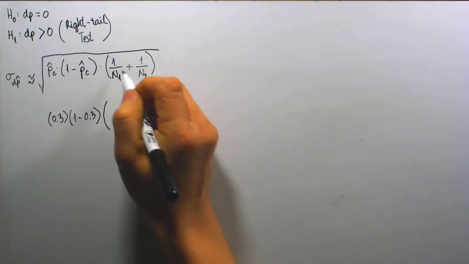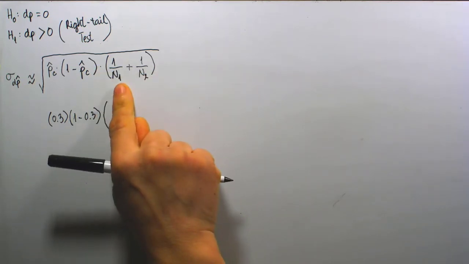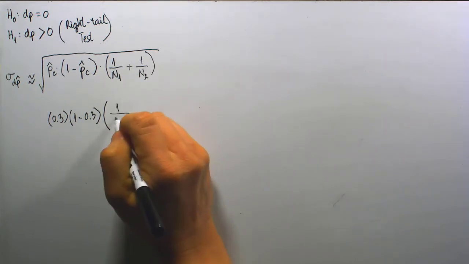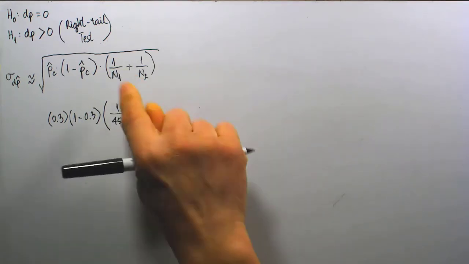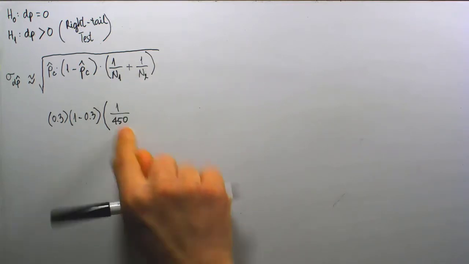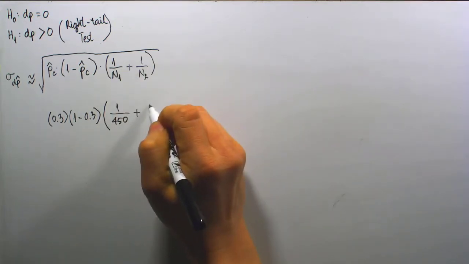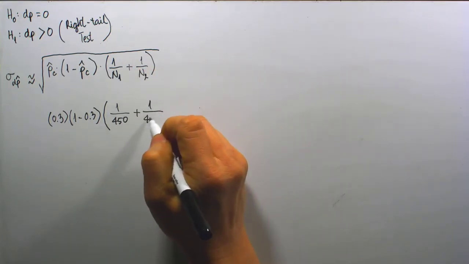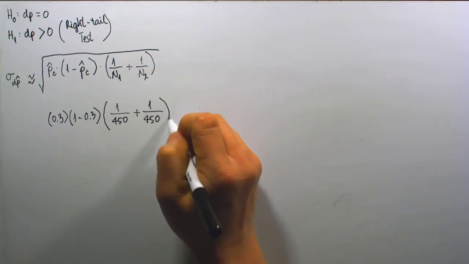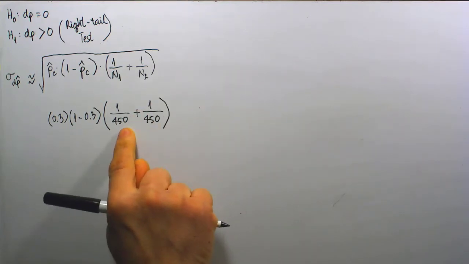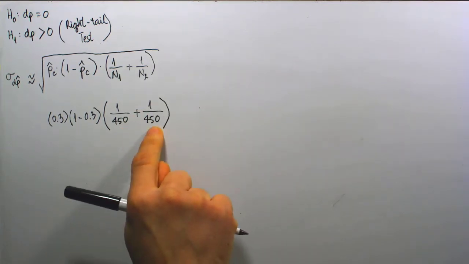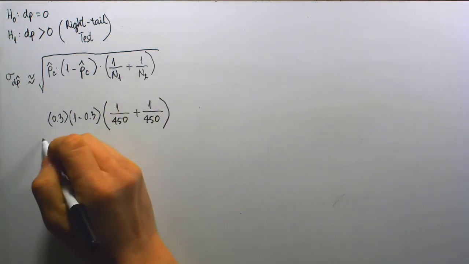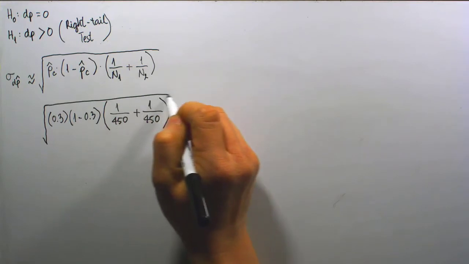So now 1 over n1. This is sample size n1, as we have seen earlier already. So 1 over 450, as n1 is equal to 450. And we're going to add another fraction, 1 over n2, where n2 is also 450. So in this problem, it happens that we have two sample sizes to be equal. And now this overall product must be placed inside a square root.